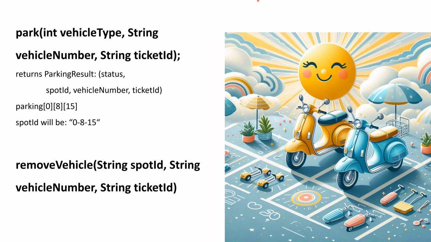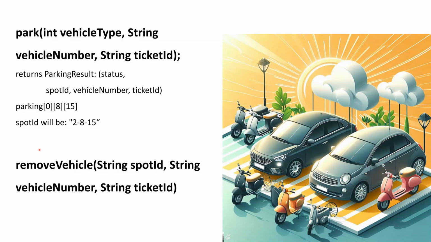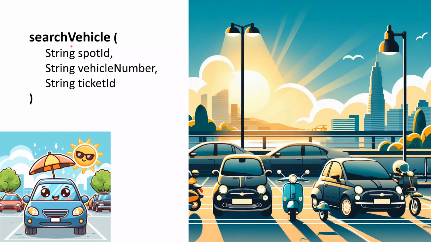Vehicle number and ticket ID are from the question. The next method that we need to implement is remove vehicle, and this method unparks the vehicle from the parking spot, and exactly one of spot ID or vehicle number or ticket ID will be non-blank. The next method that we need to implement is search vehicle, which is used to find an already parked vehicle, and exactly one of spot ID or vehicle number or ticket ID will be non-blank, and this method also returns the same parking result object with the 4 fields.